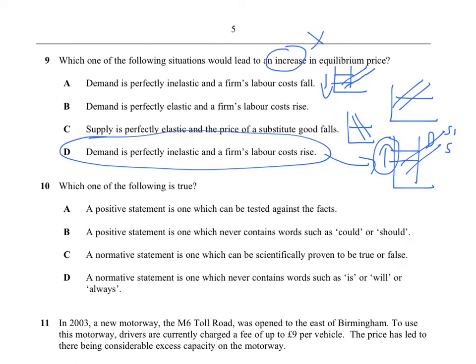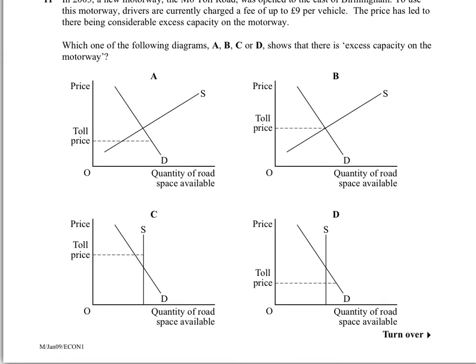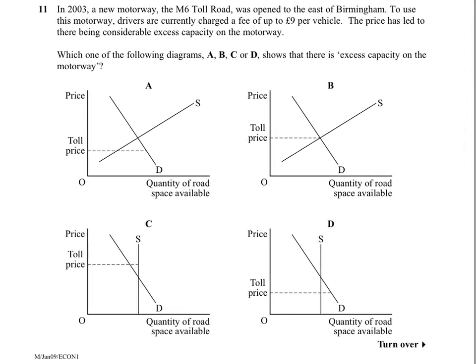Number 10. Which one of the following is true? Positive and normative statements. Remember, a normative statement gives opinions. A positive statement is one which can be tested against the facts. This is just a definition which you must just learn. 11. You have to choose the correct answer by choosing the right diagram. Which one of the following diagrams shows there's excess capacity on the motorway?